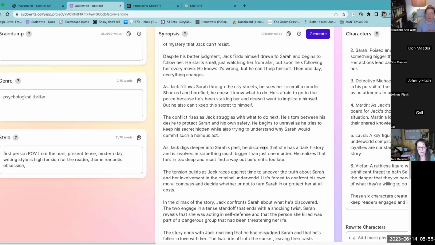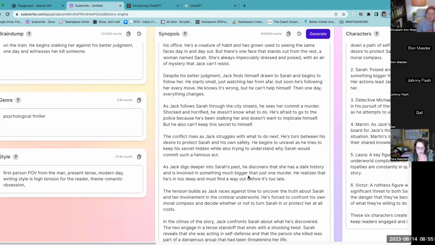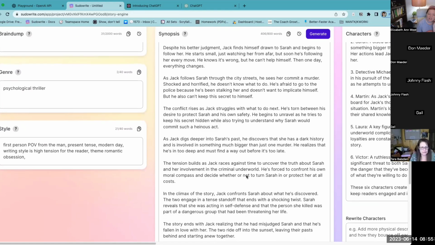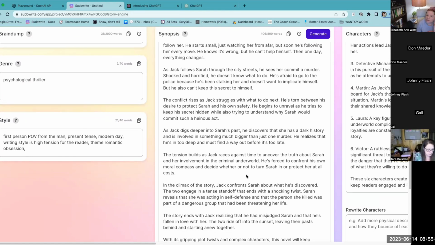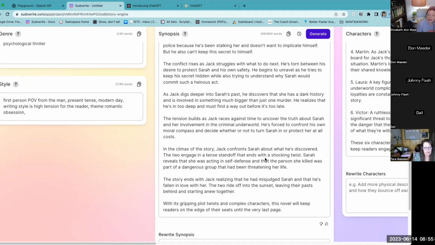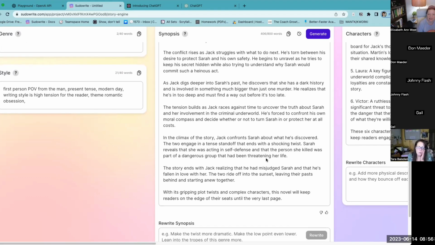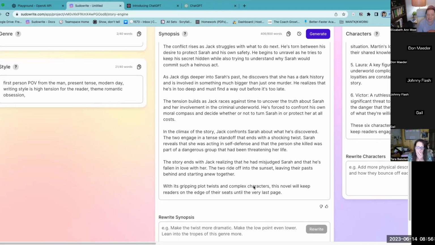So let's see here. He sees her commit a murder. That's going to happen in Act 2, basically, or at the end of Act 1. He's torn between protecting Sarah and his own safety. He tries to keep his secret hidden while trying to understand why Sarah would commit such a heinous act. He discovers she has a dark history and she's involved in something much bigger than just one murder. He realizes that he's in too deep and must find a way out before it's too late. So this almost makes Sarah the villain and pulls Jack in. I don't know that this is really a thriller ending, is it?